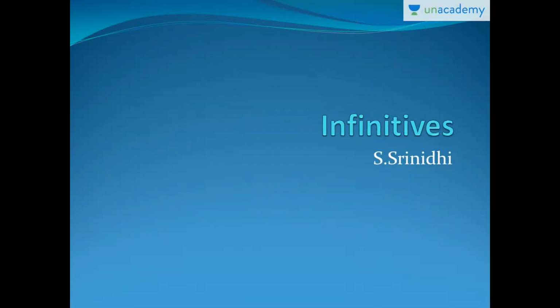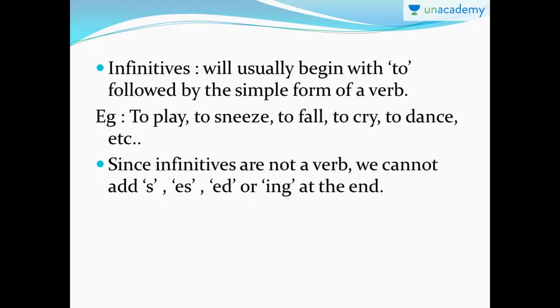Hey guys, as I told you all, this course is about small topics in English grammar. In the first lesson, we learned a lot about gerunds. In this lesson, we're going to learn more about infinitives, alright? So let's get started. Infinitives usually begin with the word to, followed by the simple form of the verb. For example, to play, to sneeze, to fall, to cry, to dance, to eat, to sing, to scold. So these are the infinitive forms.